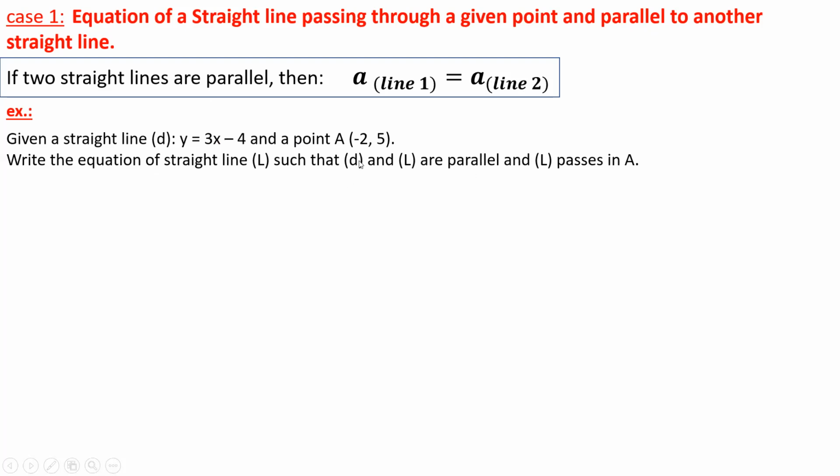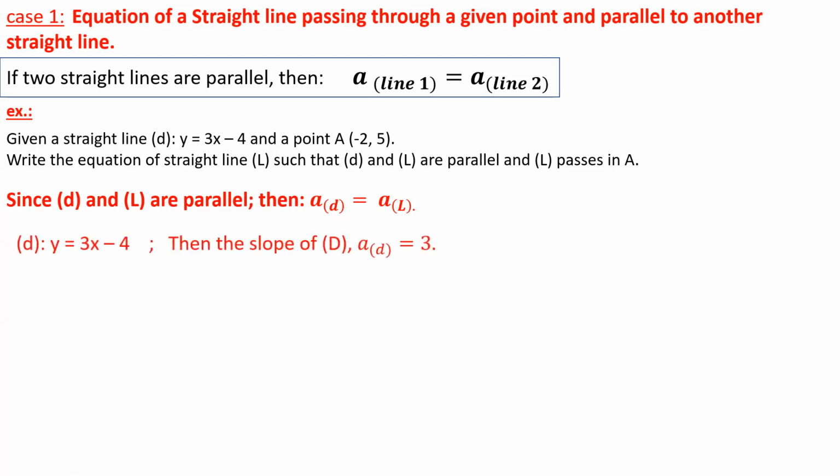So we say since lines D and L are parallel, then the slope of D is equal to the slope of L. If we look here at the slope of D, the slope is the coefficient of x. So the slope of D is 3. So we say since the slope of D is equal to 3, then the slope of L should be equal to 3.